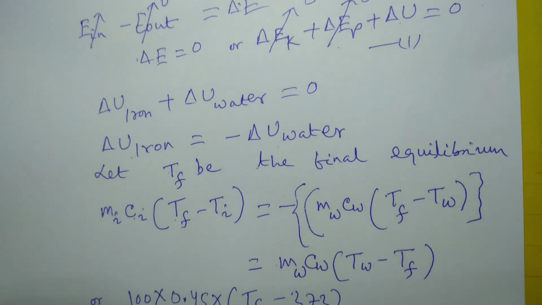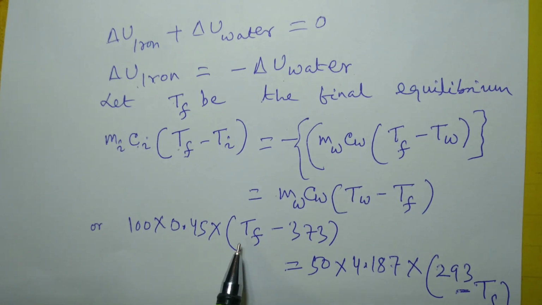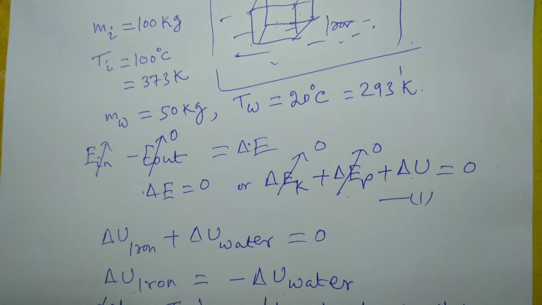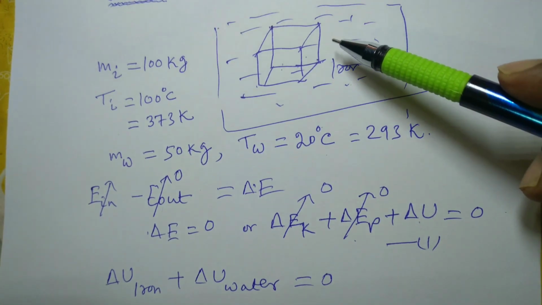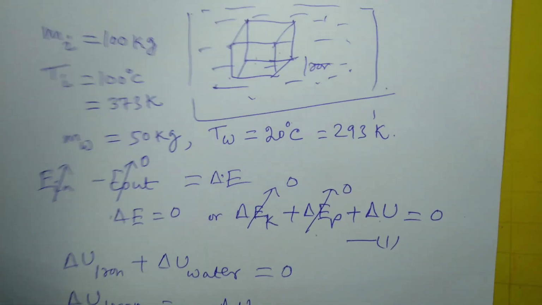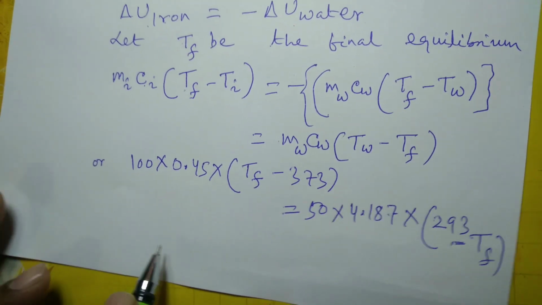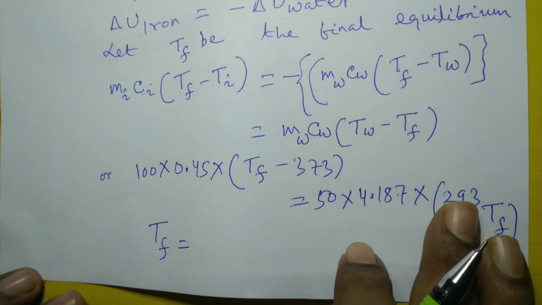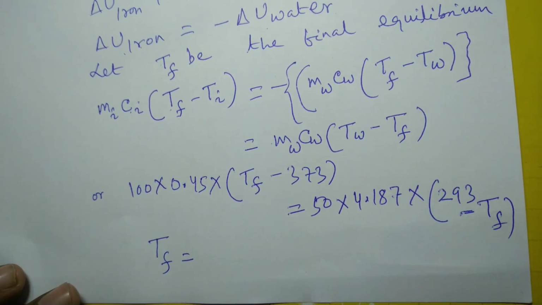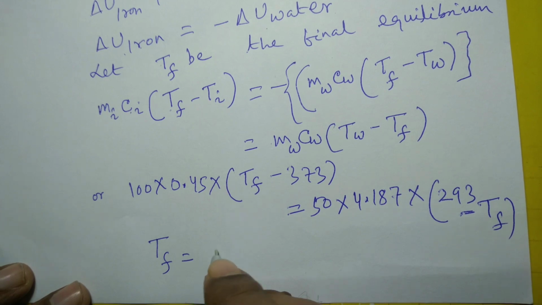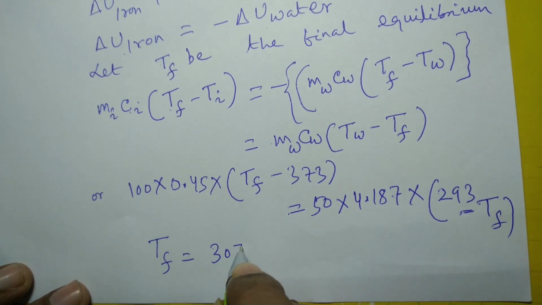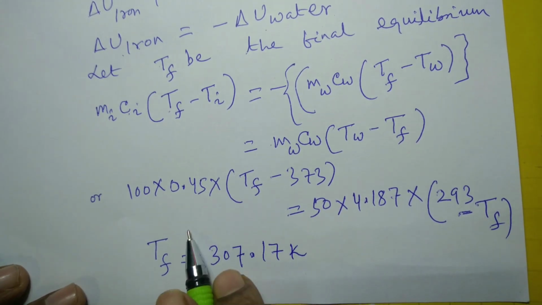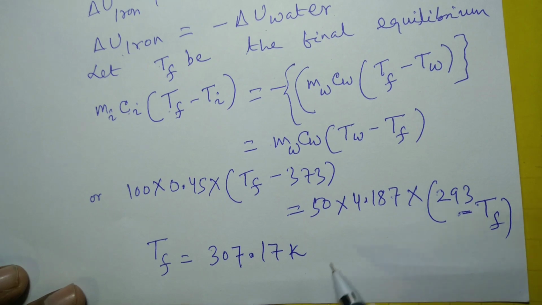So the same result will be obtained as it has been obtained right now. Either you can apply the energy balance principle, or you can simply apply that heat lost by the iron block will be heat gained by water. On solving this equation, we will find that Tf is equal to 307.17 Kelvin. So just by solving this equation, we will easily obtain the Tf.